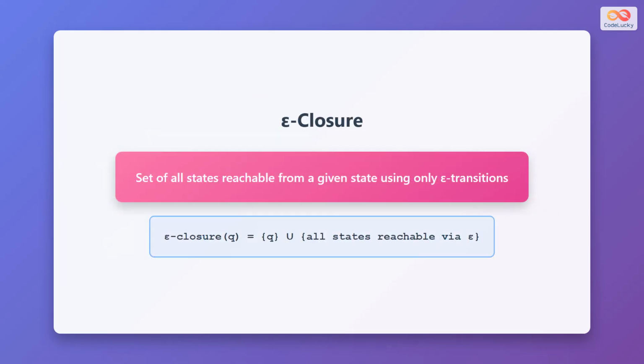Epsilon closure is a crucial concept in this conversion. The epsilon closure of a state is the set of all states reachable from that state by following only epsilon transitions, including the state itself. The formula for epsilon closure of a state Q is: epsilon closure of Q equals the set containing Q, union with all states reachable via epsilon transitions.